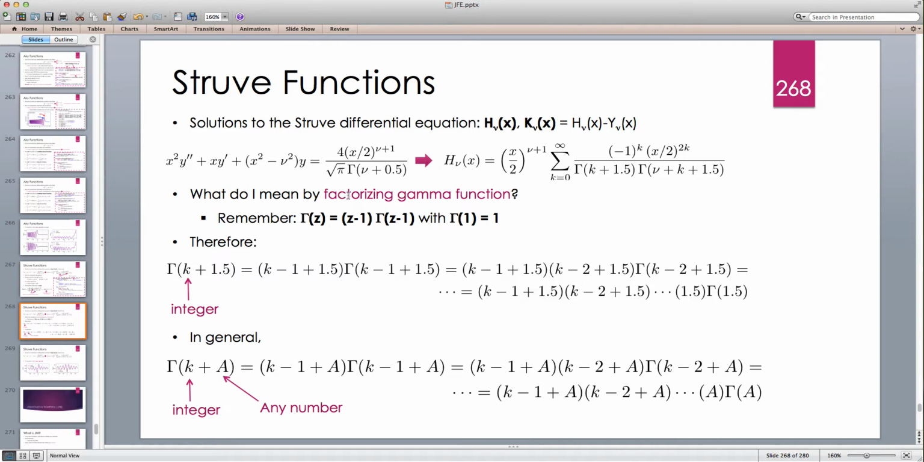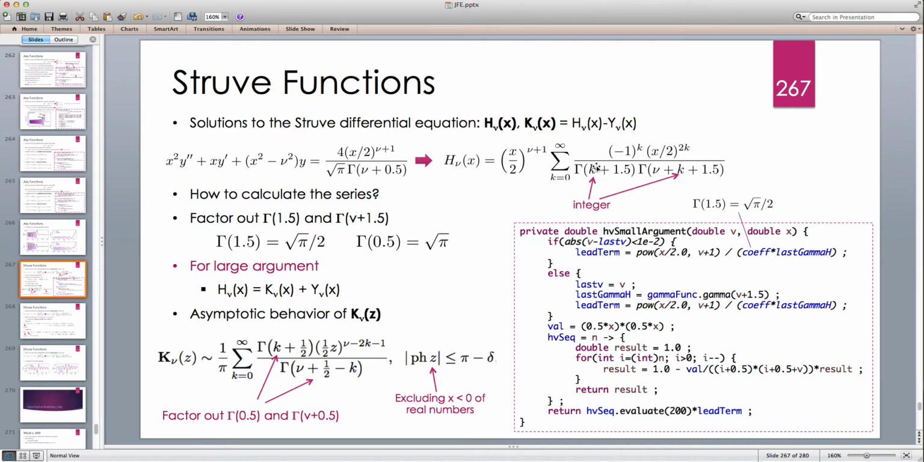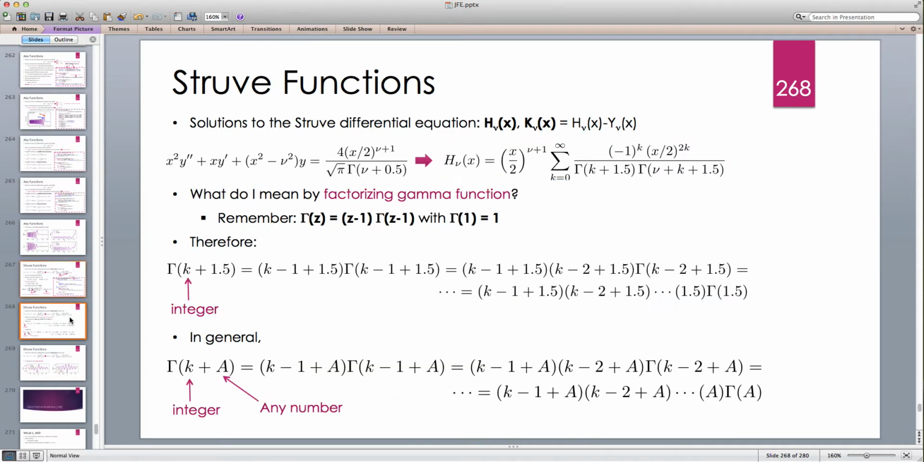So what do I mean by factorizing the gamma function? Here we mentioned that from the denominator, gamma of k plus 1/2, we factor out gamma 1.5. And from gamma nu plus k plus 1/2, we factor out gamma nu plus 1/2. And again, it goes back to the definition of the gamma function. Recall that gamma of z is z minus 1 times gamma of z minus 1, with gamma 1 equal 1.